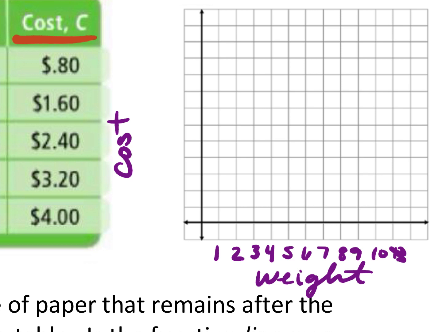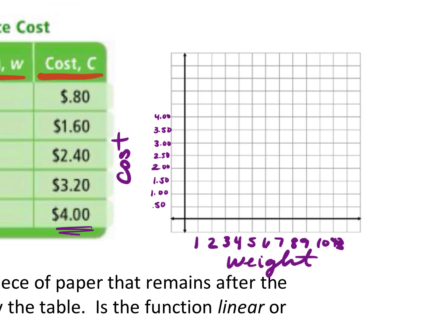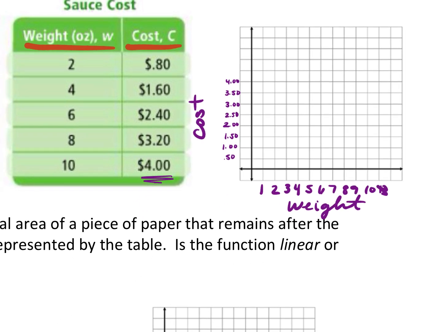So if I'm going to count by 50 cents, this would be 50 cents here, $1, $1.50, $2, $2.50, $3, $3.50, $4, and $4 is as high as you go, so you don't have to keep going past that because we're not going to graph past that. And then you'll graph it.